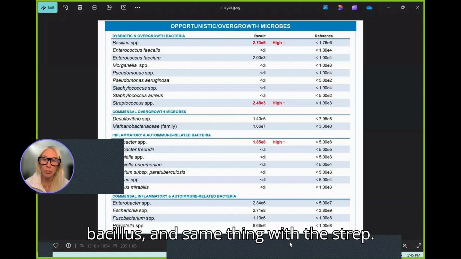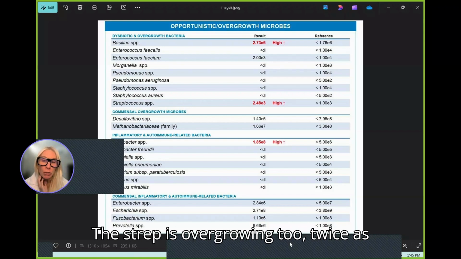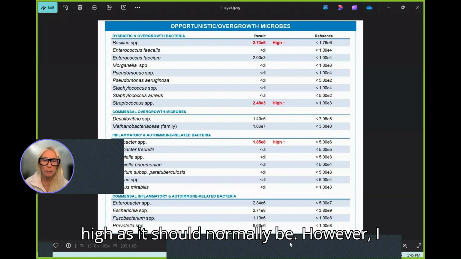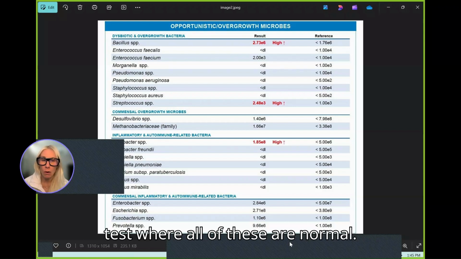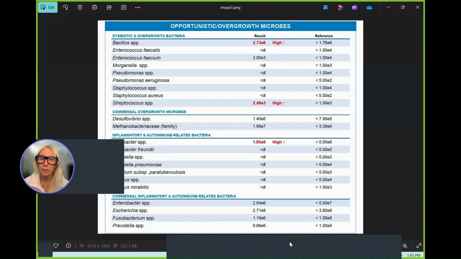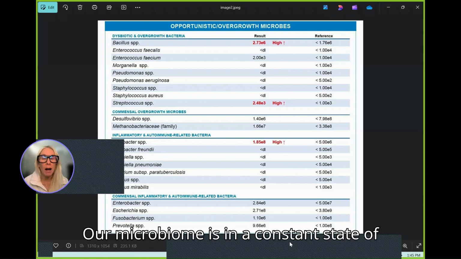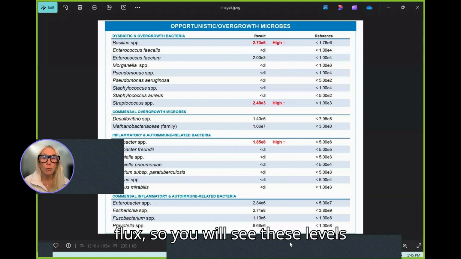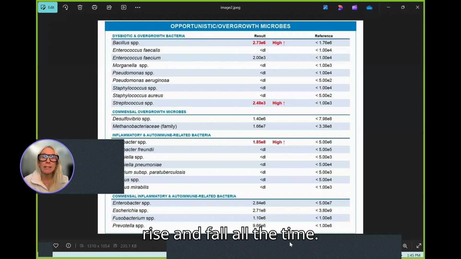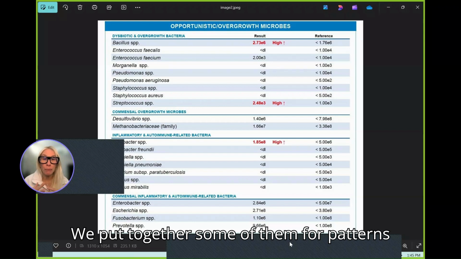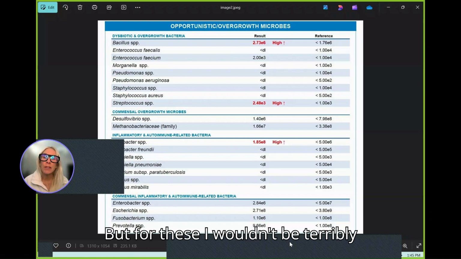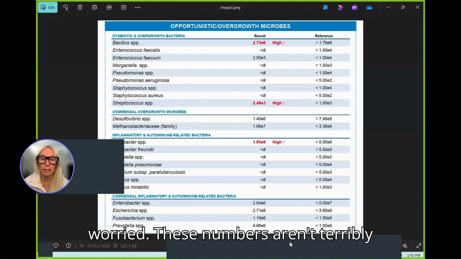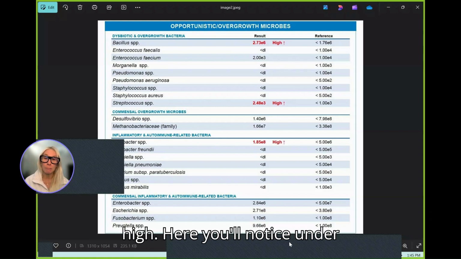And same thing with the strep. The strep is overgrowing too, twice as high as it should normally be. However, I want to remind you that I rarely see a test where all of these are normal. Our microbiome is in a constant state of flux, so you will see these levels rise and fall all the time. We put together some of them for patterns, and then we know deeper what's happening. But for these, I wouldn't be terribly worried. These numbers aren't terribly high.